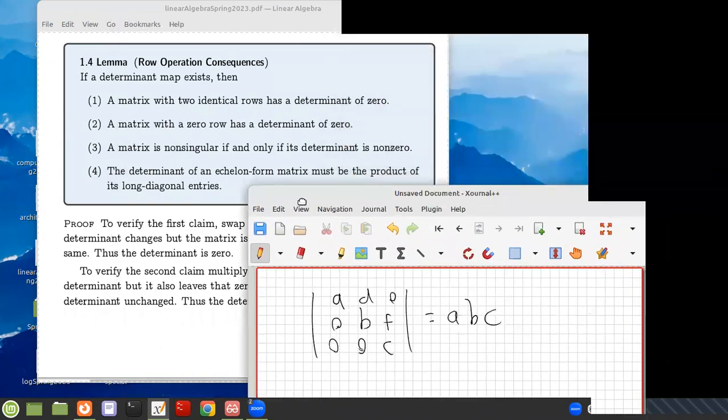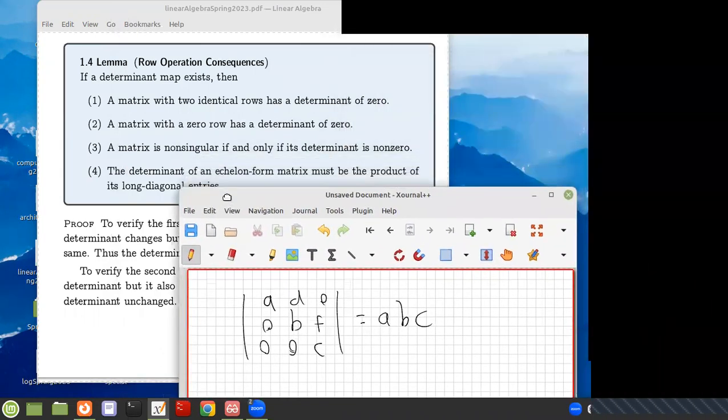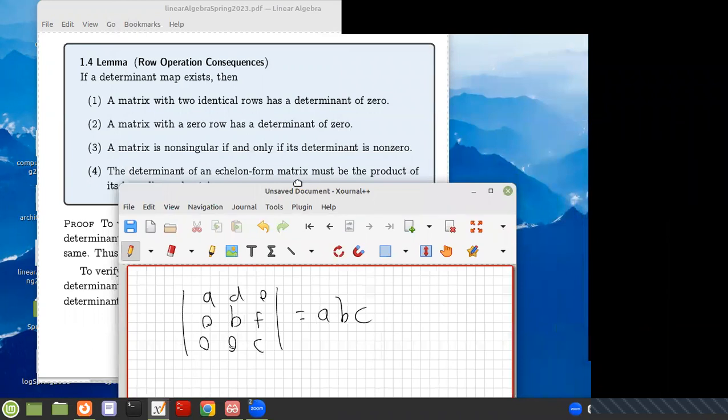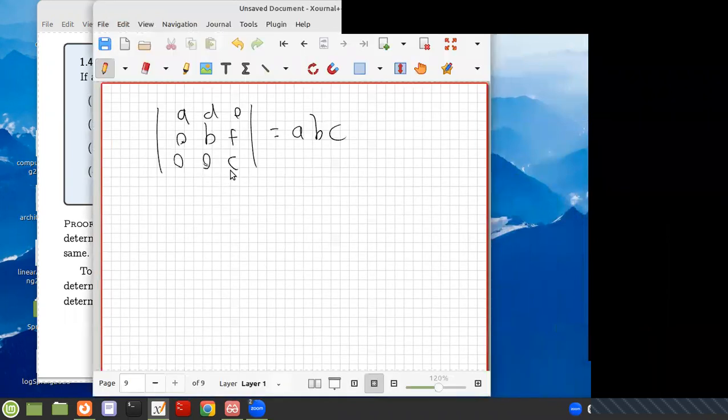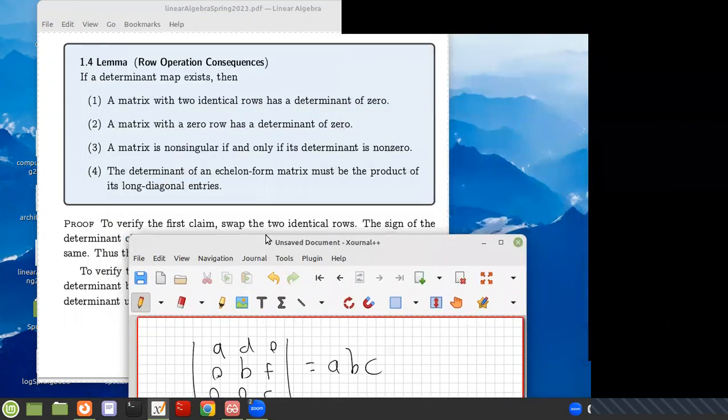And if the determinant is 0, what that means is that you're going to have a 0 row somewhere, which means you're going to have a free variable in the matrix, which means it's going to be singular. It's like if the determinant is zero, then the matrix is singular. And that is the same thing as this result here.